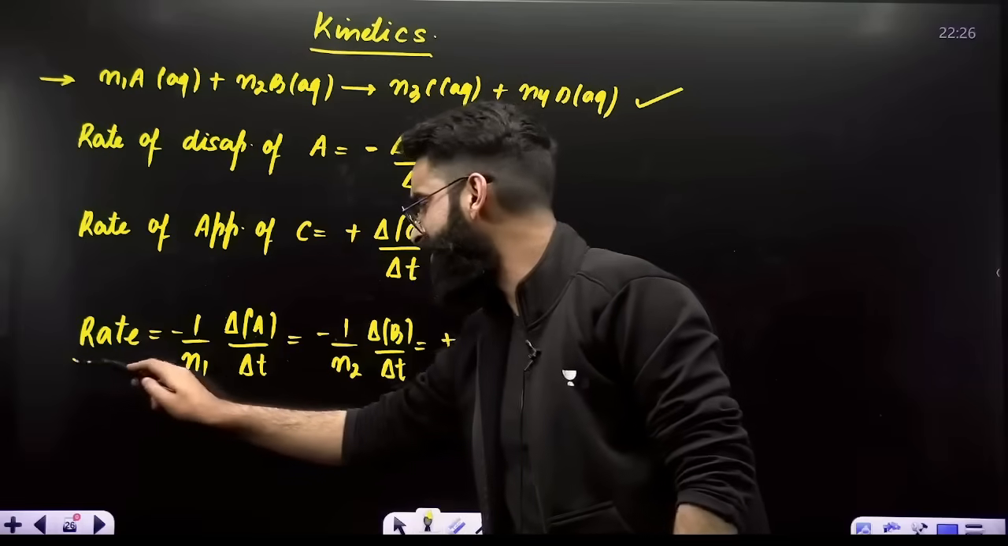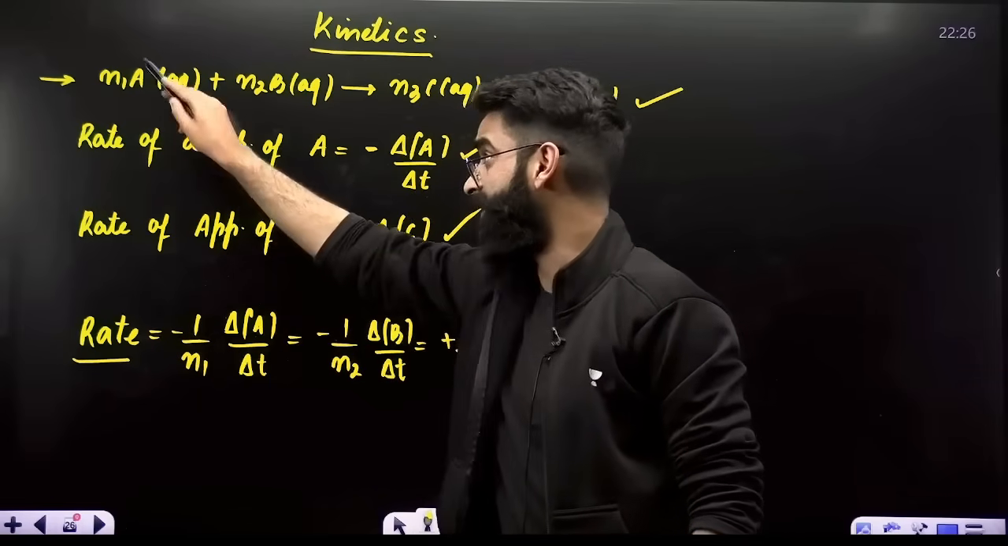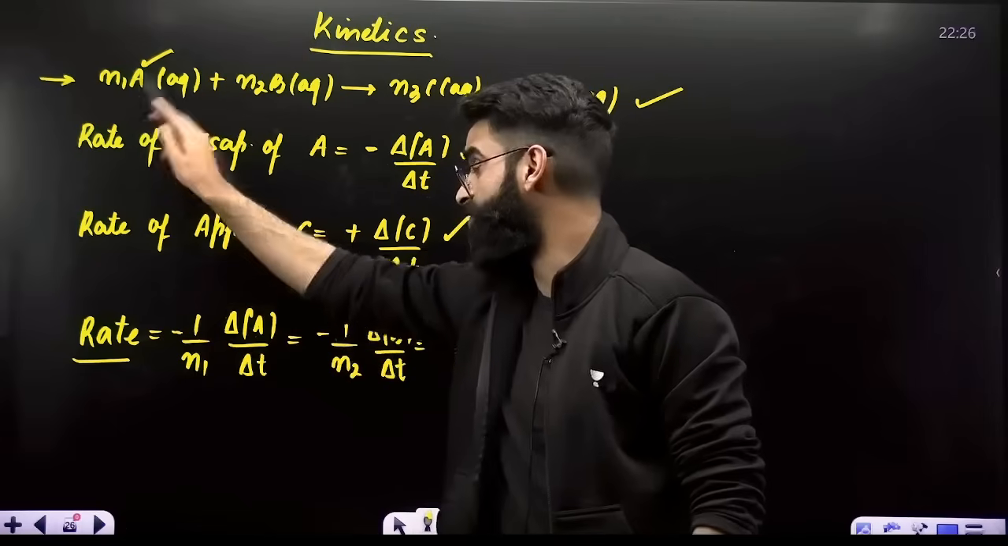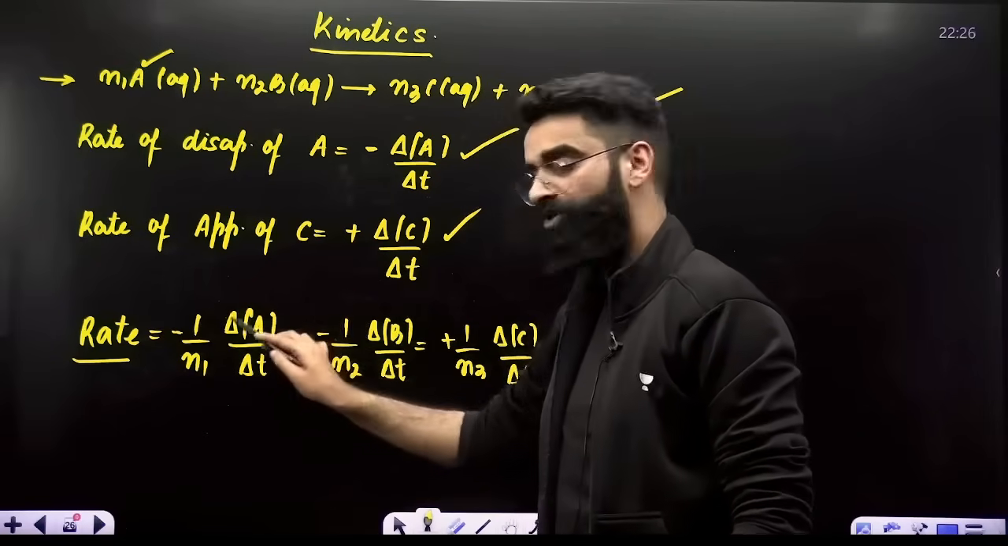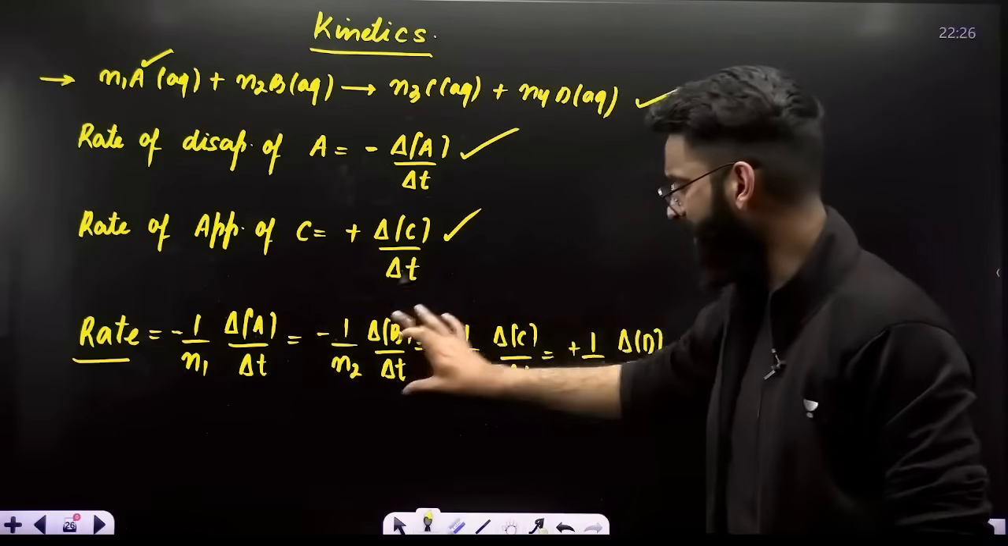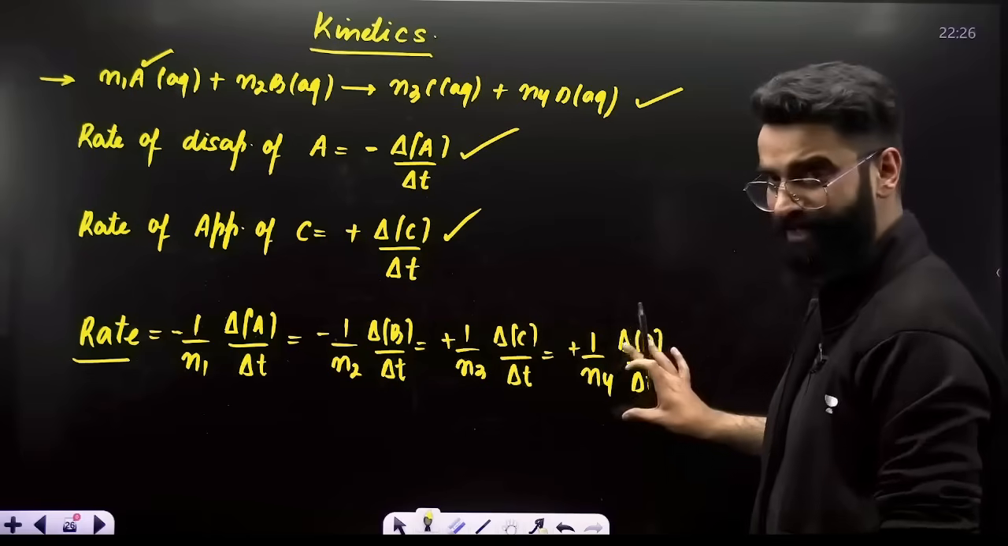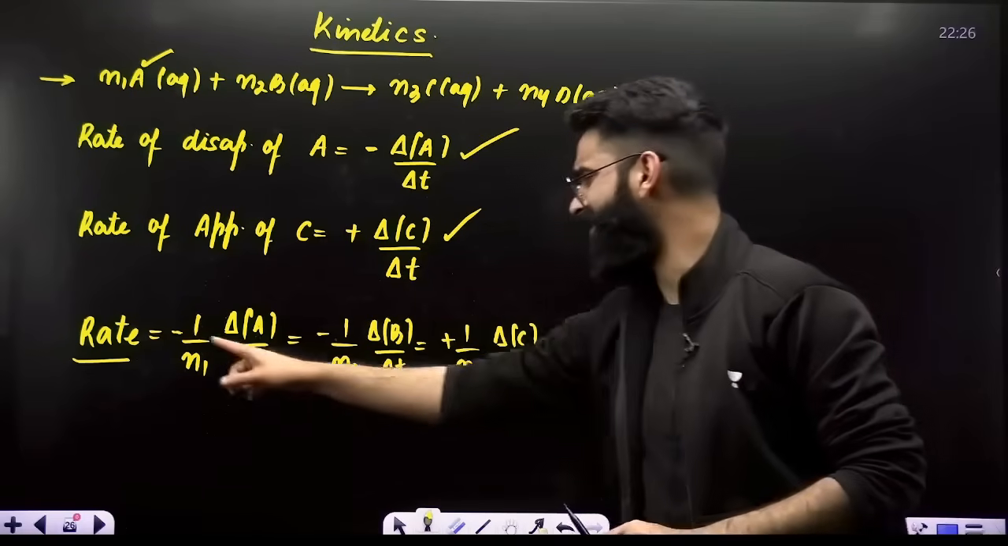How do you write the rate exactly? It is rate with respect to A will be minus 1 by stoichiometric coefficient, change in the concentration of A divided by dt. Similarly, in terms of B, in terms of C, in terms of D. It is just the difference lies in the sign over here.